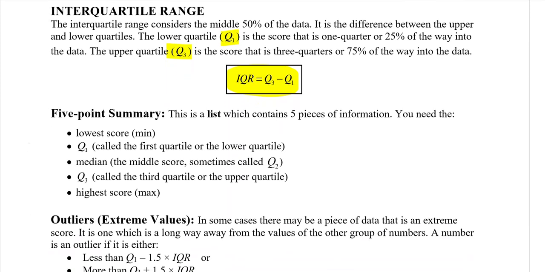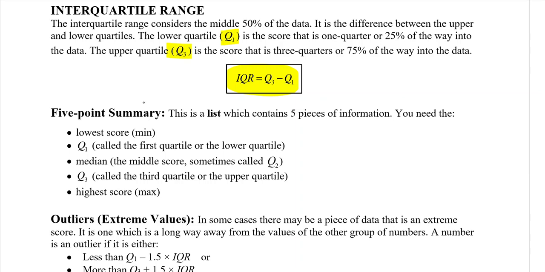So you could be asked to make a 5-point summary, which lists the 5 pieces of information listed here. You want your lowest score and your highest score. Then you have your Q1, Q2, Q3, and this 5-point summary is often used to draw box and whisker plots, or box plots we call them now. We don't tend to talk about the whiskers. Box plots, okay?